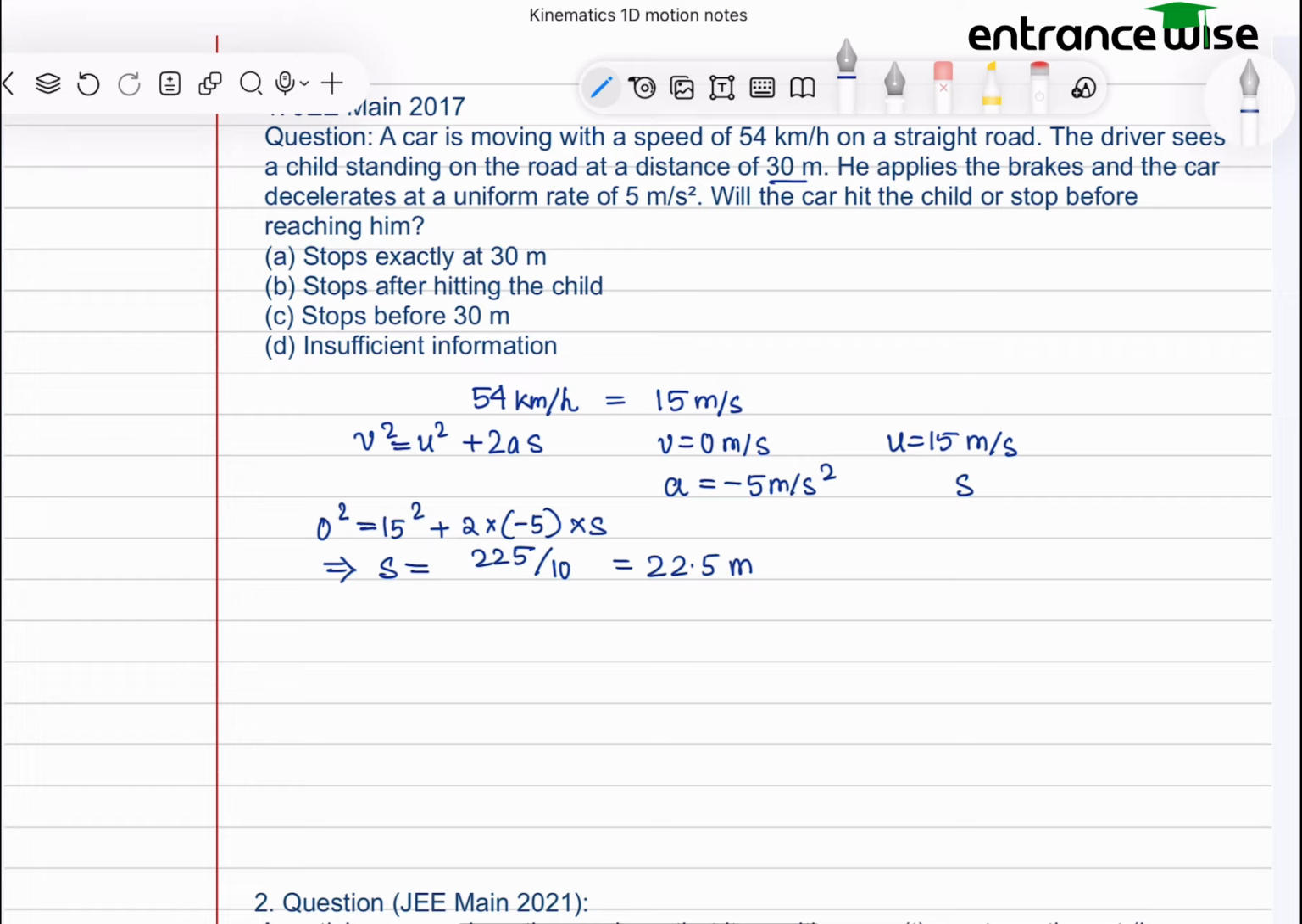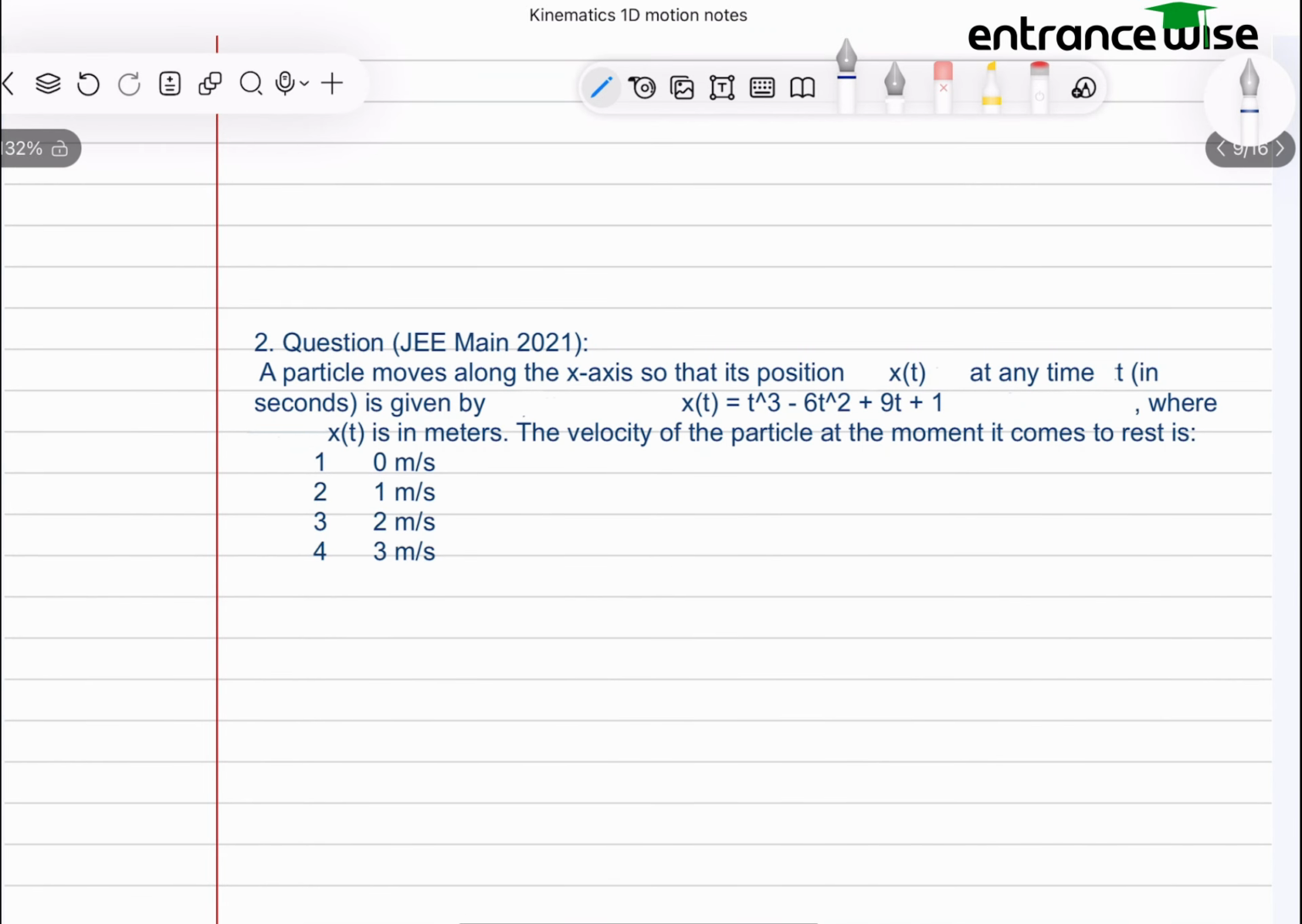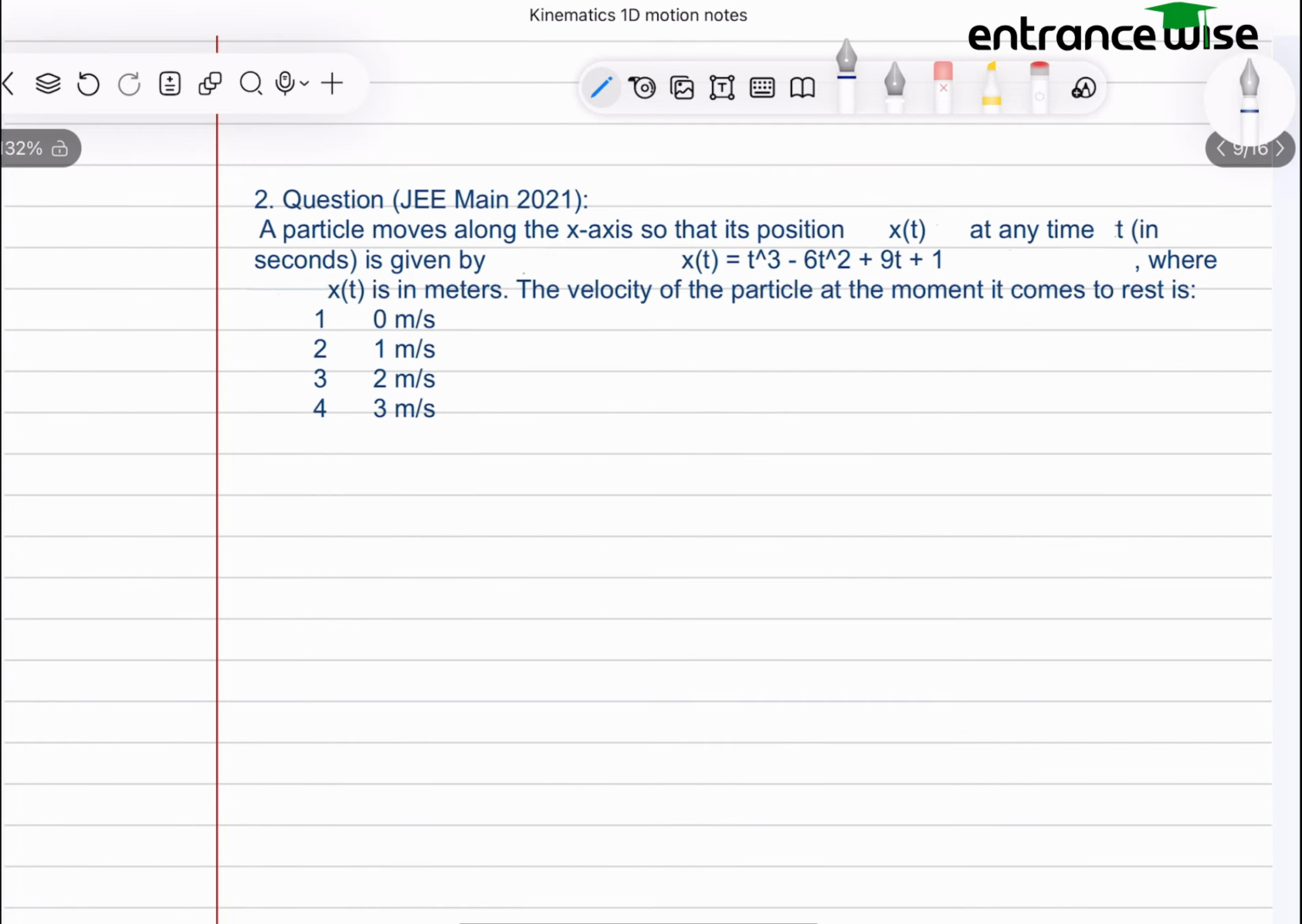Now let's talk about the second question which came in JEE Main 2021. A particle moves along the x-axis so that its position x(t) at any time t in seconds is given by x(t) equals t cube minus 6t square plus 9t plus 1, where x(t) is in meters. The velocity of the particle at the moment it comes to rest is, and these are the options given.